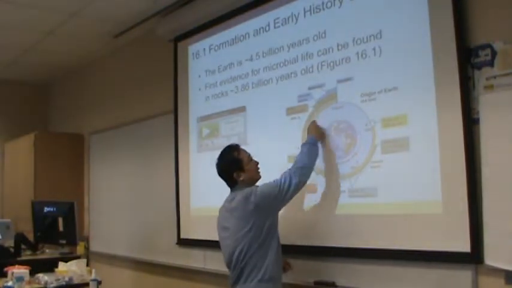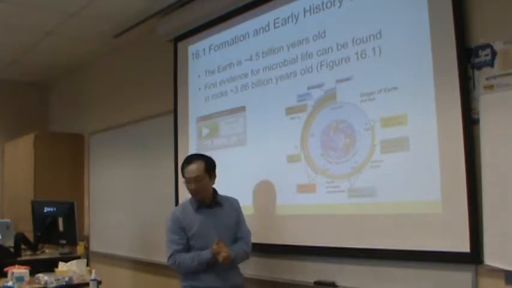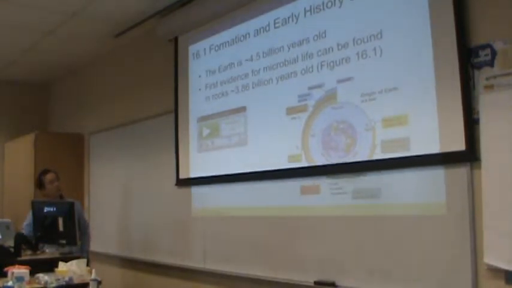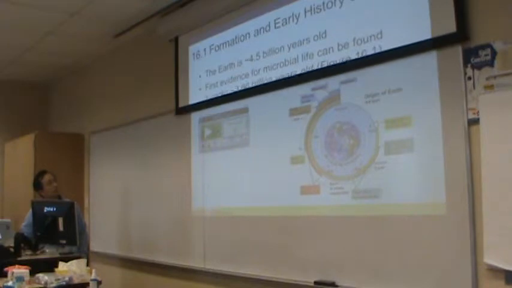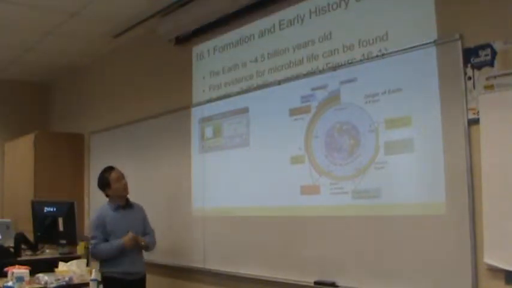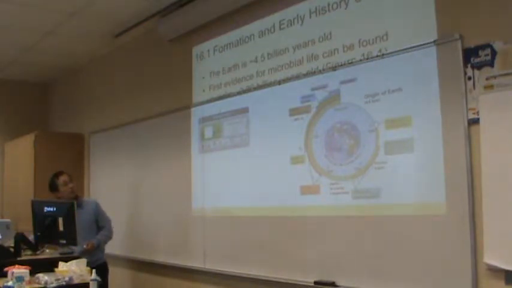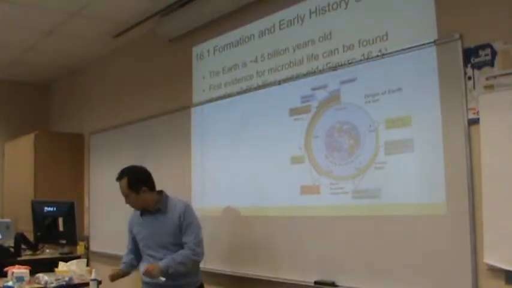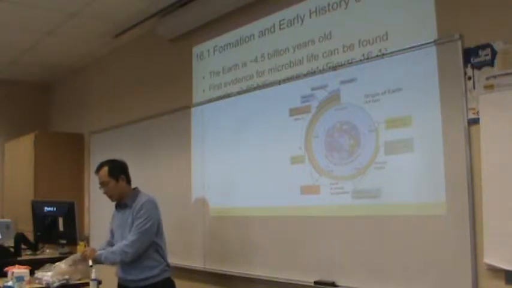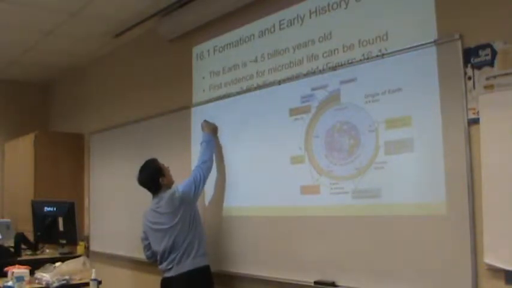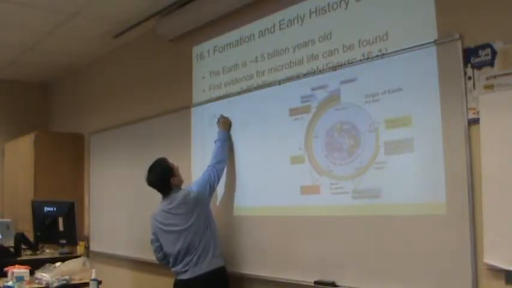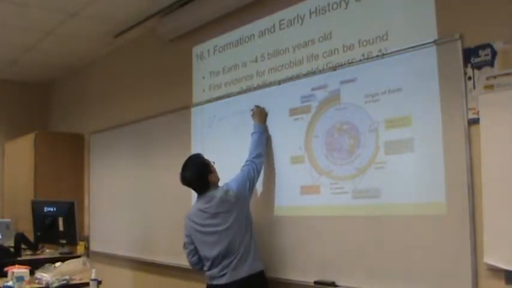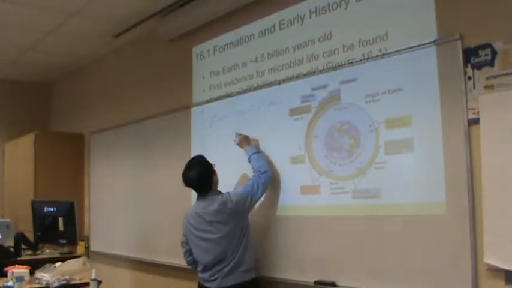If this is a clock, what's the question? So basically, if the whole history of planet Earth is changed to one day, 24 hours, how long will the human history be?